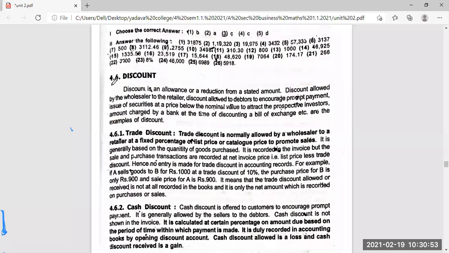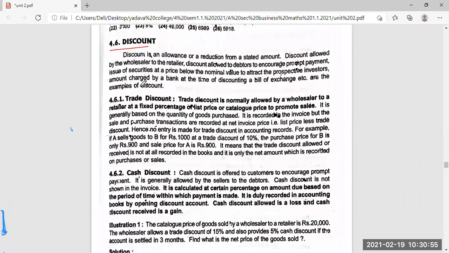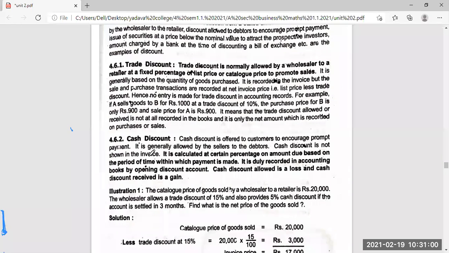So the next topic is discount. That is trade discount and cash discount. Already we all know what trade discount is. When we are purchasing, we get a trade discount from the wholesaler. That is called trade discount. When we are going to a shop and purchasing, that is called cash discount.